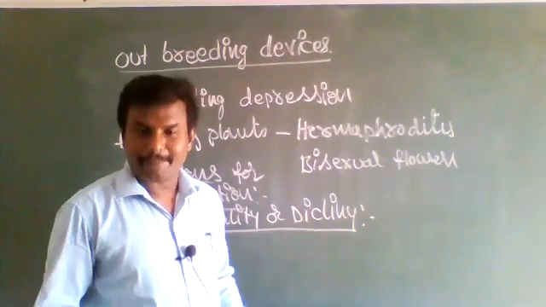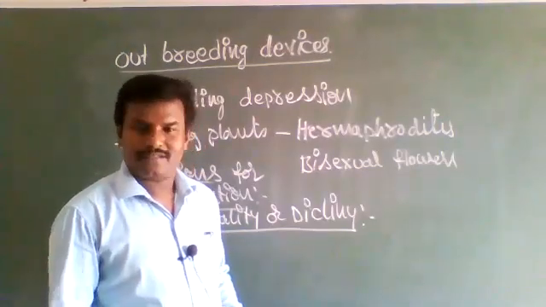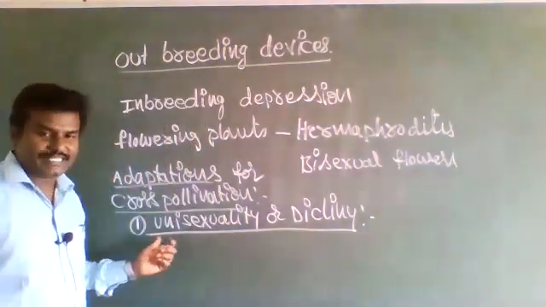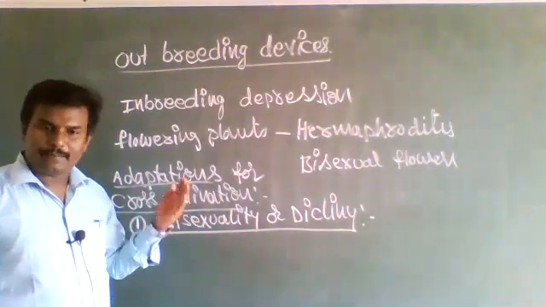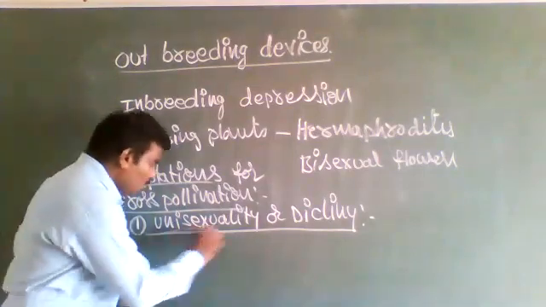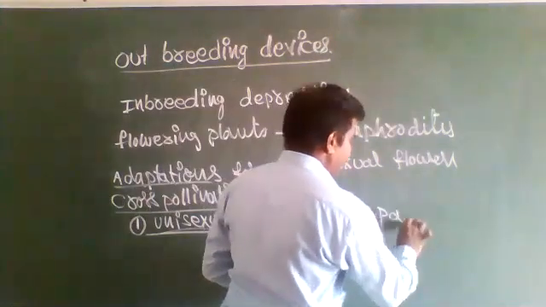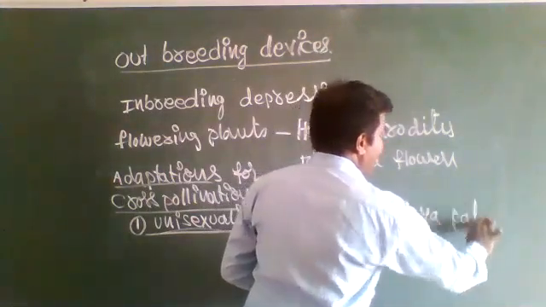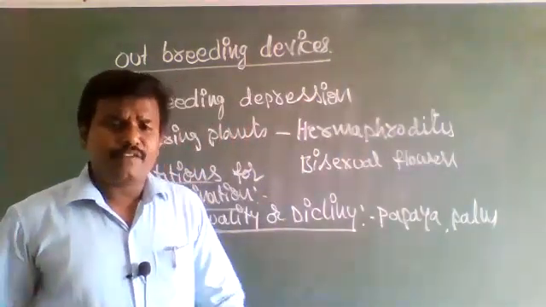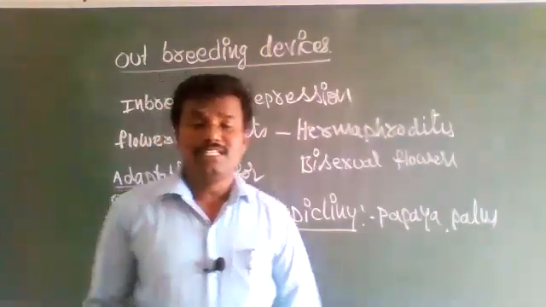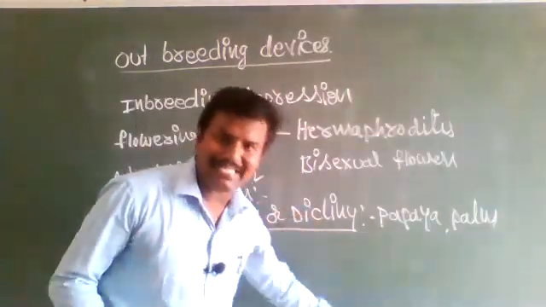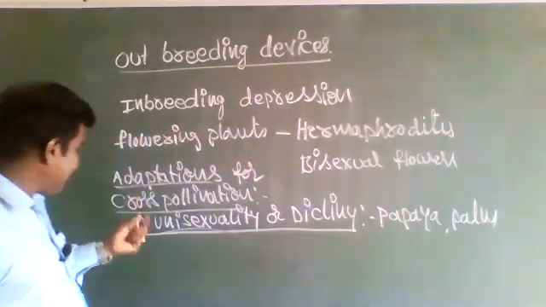The male and female flowers are separate, or they are born on the same plant at different places. That is called unisexuality; the word itself says the meaning. In this one, the male and female flowers are located on different plants. Example: papaya and palm. In these, the male and female plants are separate, so they cannot perform self-pollination. This is a kind of adaptation to encourage cross-pollination and discourage self-pollination. That is called unisexuality.